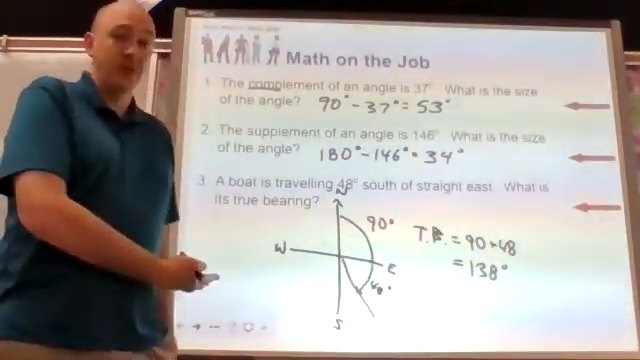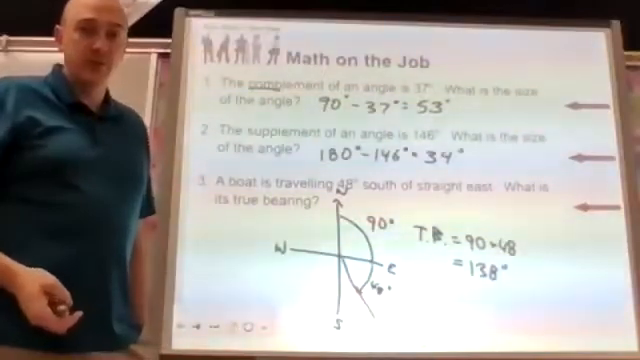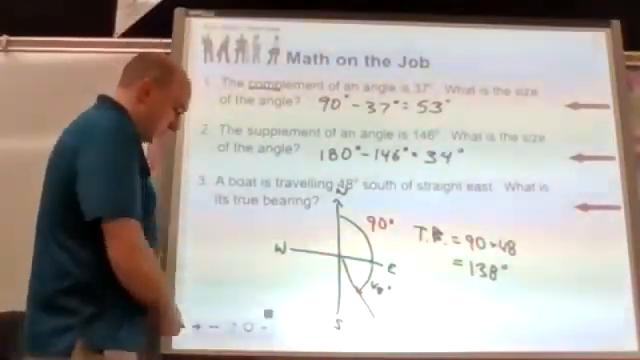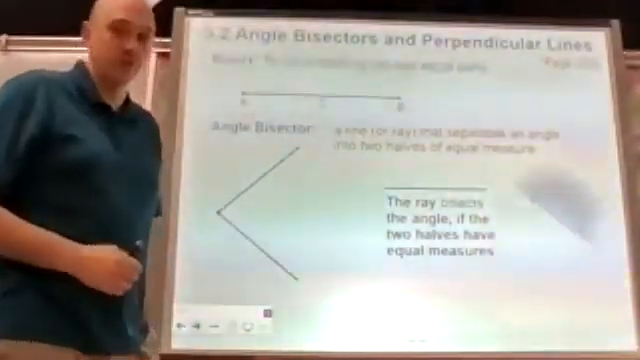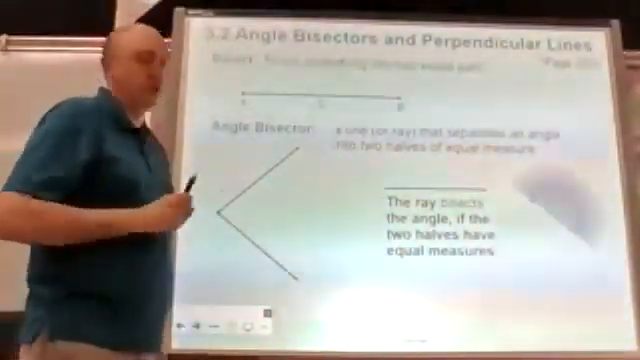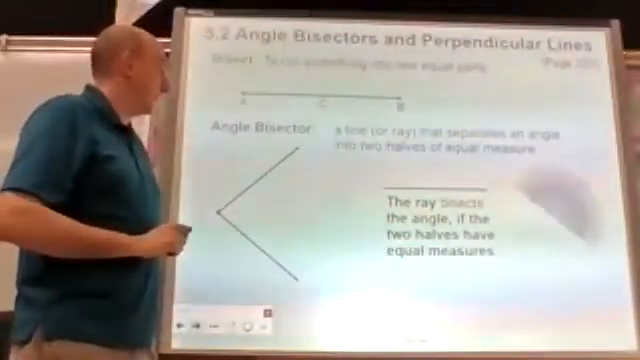As a review from yesterday, hopefully you were able to get those questions. Let's move on now to Sectumsempra. Sorry, no, bisectors and perpendicular lines. I will not be teaching you the spell to name each other today.